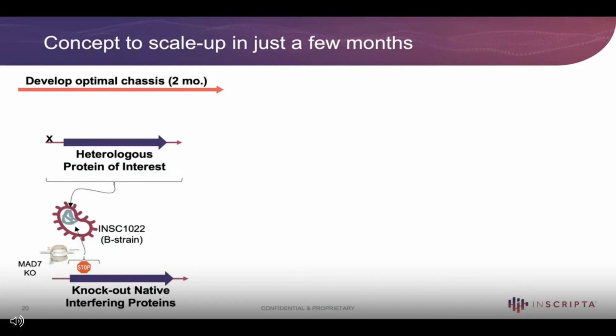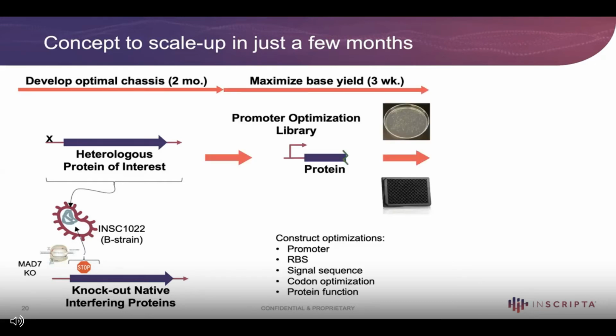So what I want to walk through is the concept of scale up that's happening within just a few months of time. We had this protein of interest to look at. It was a heterologous protein that was engineered to be put onto the genome. We installed it within the Inscripta 1022 genome, and then subsequently also knocked out a native protein that was interfering with the assay. So we developed an optimal chassis for expression within the first 2 months from concept to getting to that base strain build.